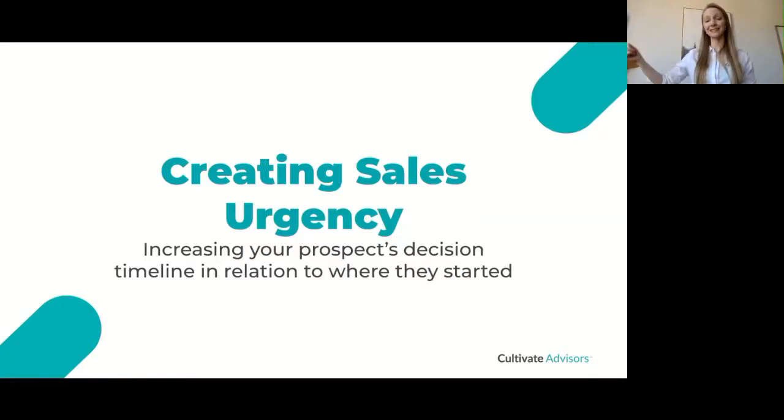If they were going to make a decision in a year and you helped them make a decision in 6 months, that's a win. If they were going to make a decision in 2 weeks and then instead they make a decision on the spot, that's a win. Urgency is about getting them to take action sooner than they would have otherwise. And so when we talk about the tactics today around how to increase urgency in the sale, we're using all the same tactics, just to increase the timeline in which they take action. So let's dive into it here.